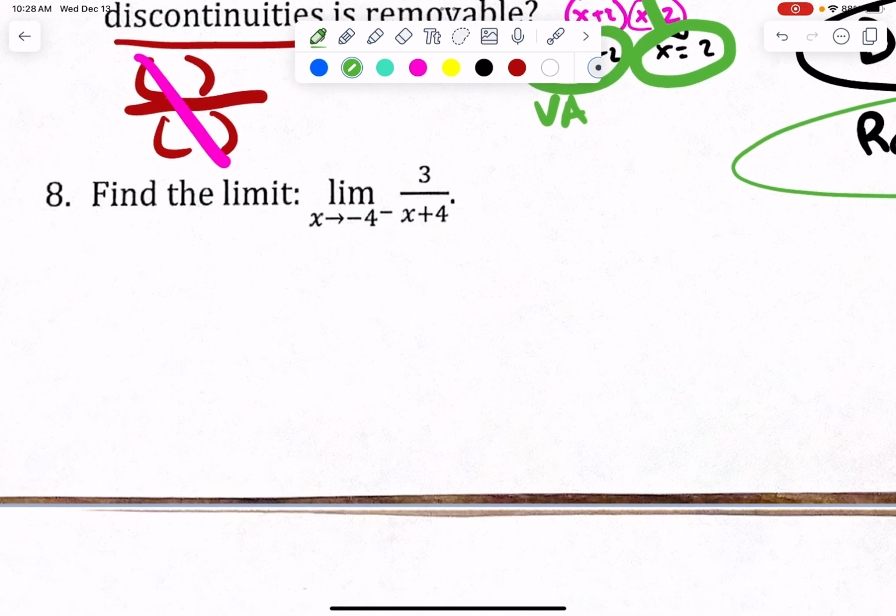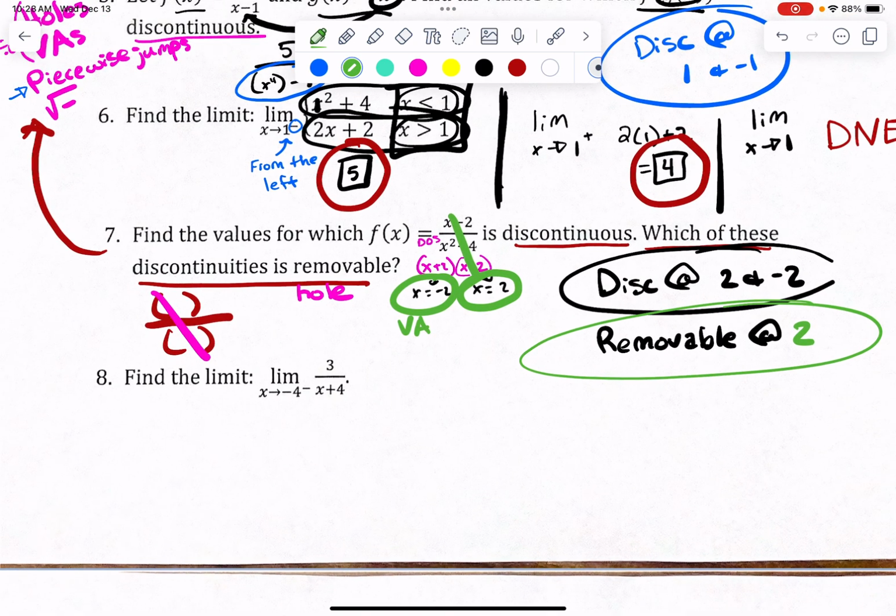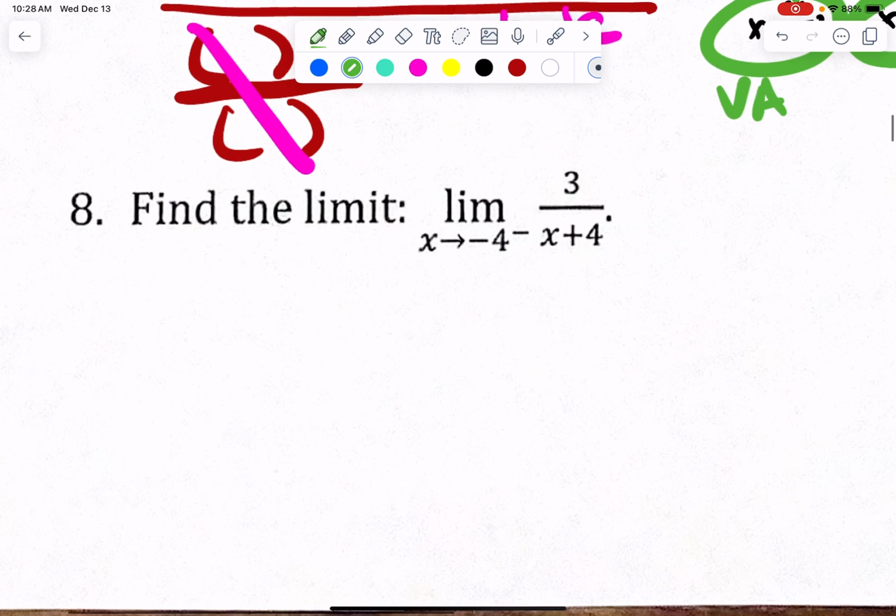All right, this one, number 8. Oh, did I have a strategy for that? That wasn't really finding a limit. That was just discontinuities. Okay, so let's go to number 8. 8 is another limit again, and this is a one-sided limit, but this is of the form 1 over x, right? Like that's its parent function.